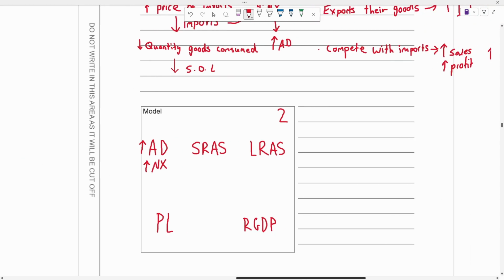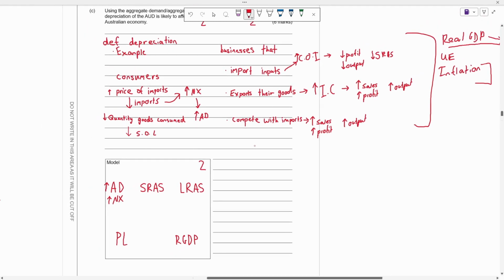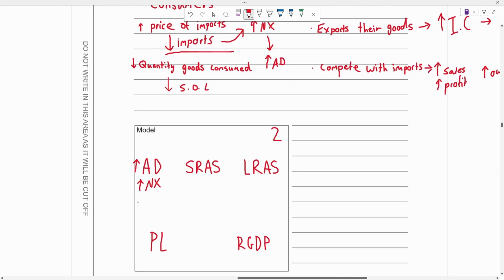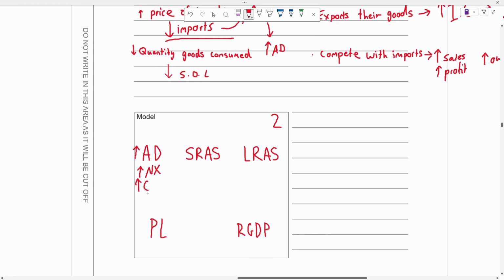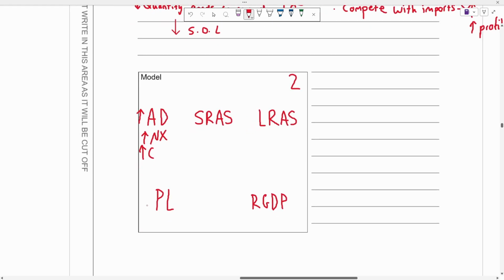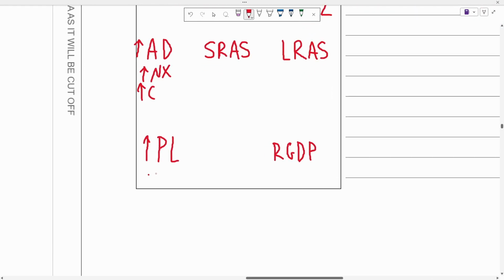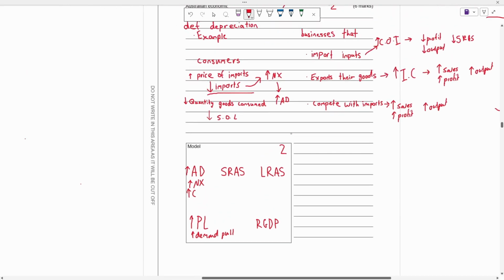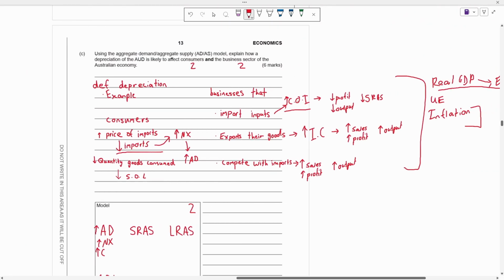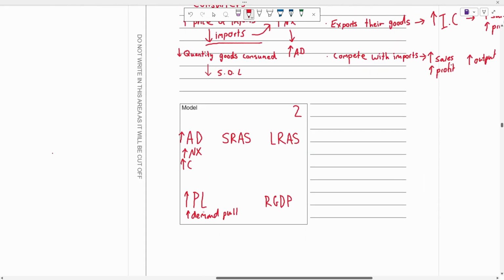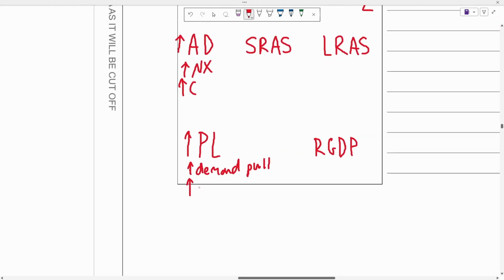Another reason why aggregate demand would increase is due to higher levels of consumption. So as consumers demand less imports, that means they're now purchasing more domestic goods and consuming more domestic goods. So therefore, that would increase consumption. Now, as the level of consumption increases, that would also increase demand pull inflation, which would increase the price level. Now, the price level would also be increased due to the higher cost of inputs, as stated before. So the increased cost of inputs is going to cause cost push inflation. So the price level increases both due to the demand pull inflation and higher levels of cost push inflation.